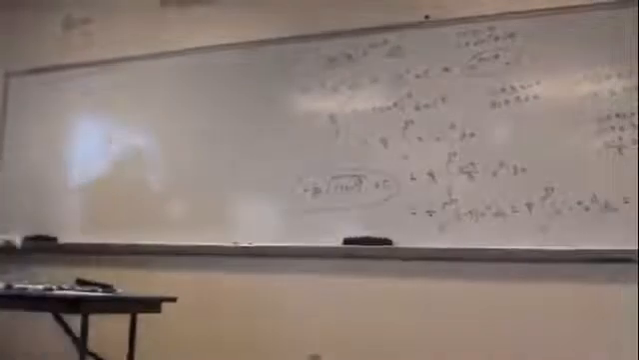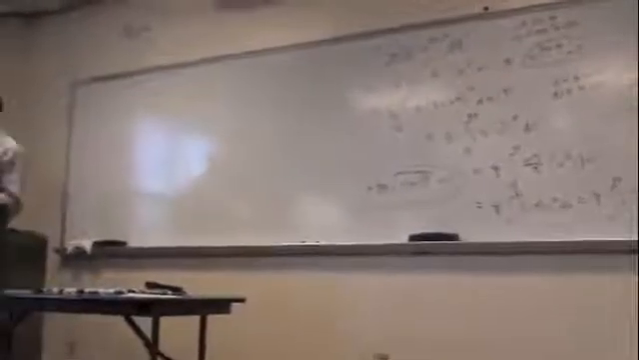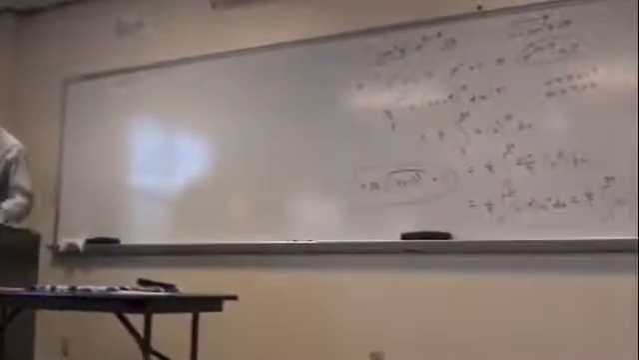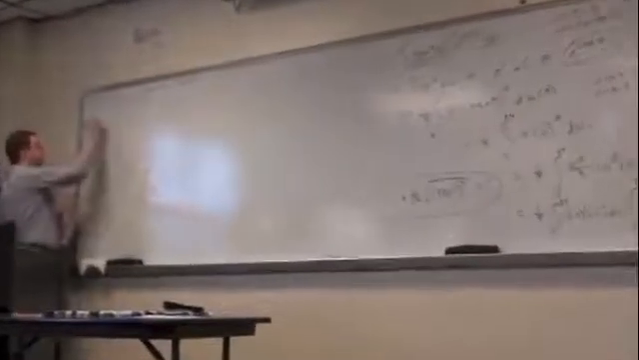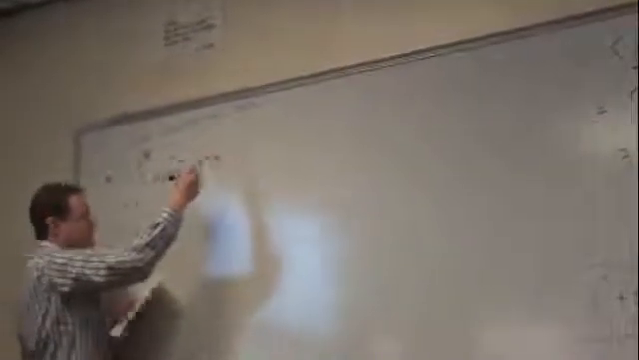Okay. Let's see. Got a little bit of time left. Let's look at another trig problem. So I'm on problem 13. I want to look at the integral from 0 to pi over 2 of the cosine cubed of x times the sine of x dx.